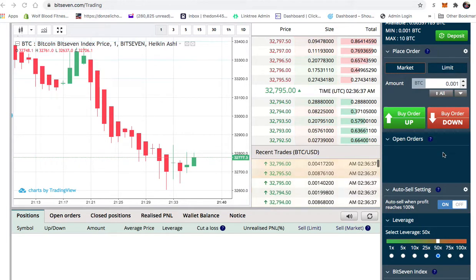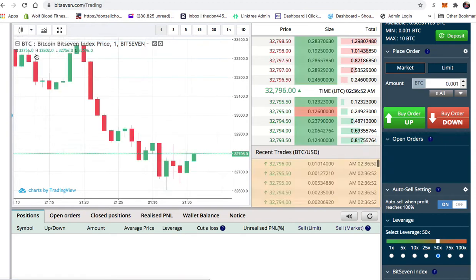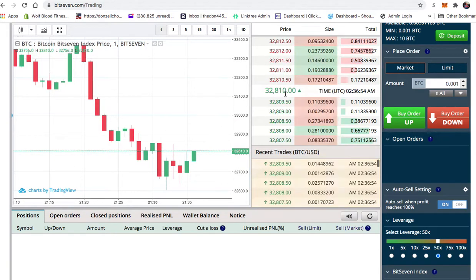So now that you got this all set up, you have a balance in here. Now what do you do? So you see these candles and everything. When it starts out, I believe this is what you're going to see. This is how it's set up originally.